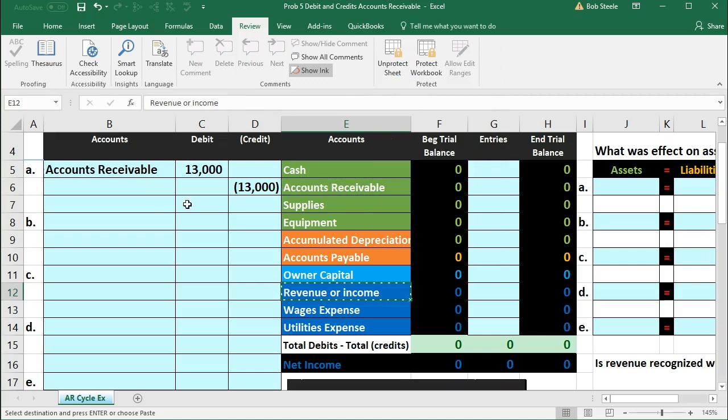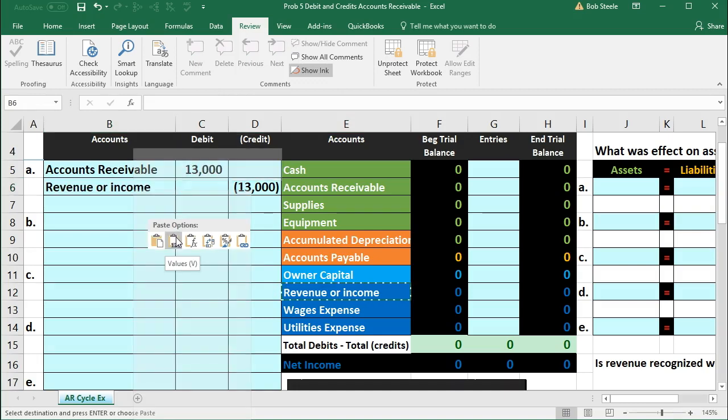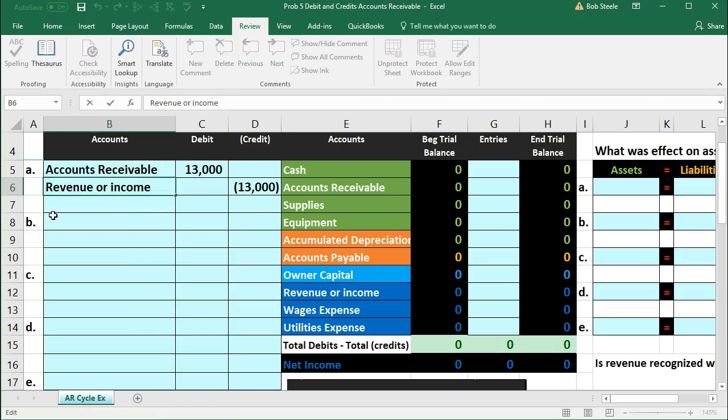Now we already knew that, so I'm going to copy that. I'm going to put that in B6, right click, paste 1, 2, 3. There's our journal entry. If I want to indent this a little, I might double click on it and spacebar 3 times and indent it like that. So there we have it.